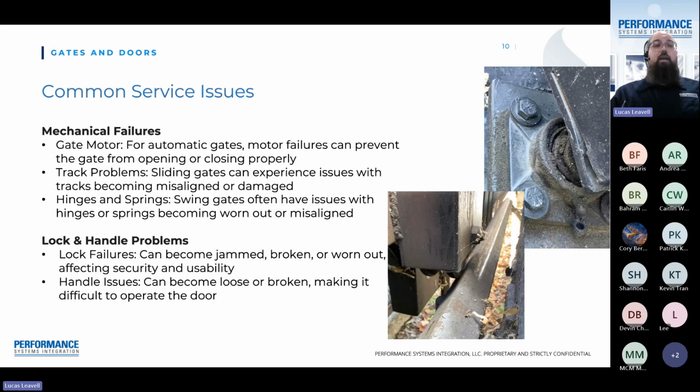Same with any moving objects, locks and handles have a wide number of small components that move within them. They can corrode, they can swell, and for the most part will eventually wear out over time. These are all types of systems and problems that need to be corrected in order to ensure proper operation of both your security and access control systems.